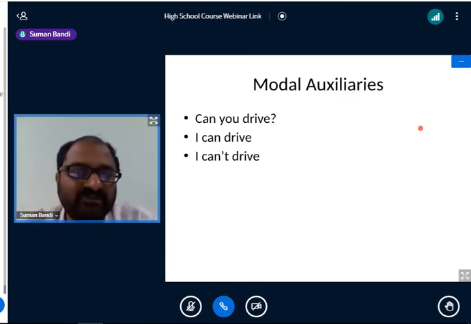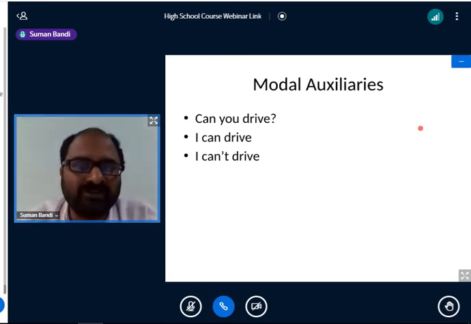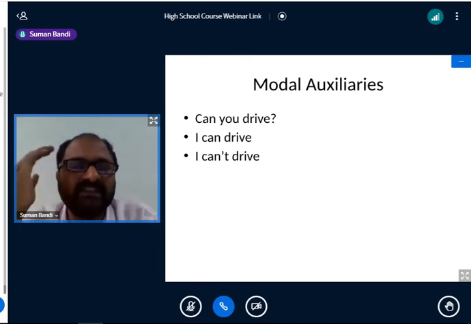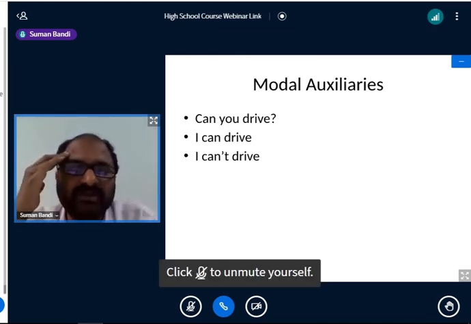I can drive is a positive sentence. I can't drive is a negative sentence. So sentence types are also covered. One basic sentence structure is covered. And incidentally, the verb drive is also practiced. Pronoun is also coming to practice, but in your mind only you know that your target is modal auxiliary.